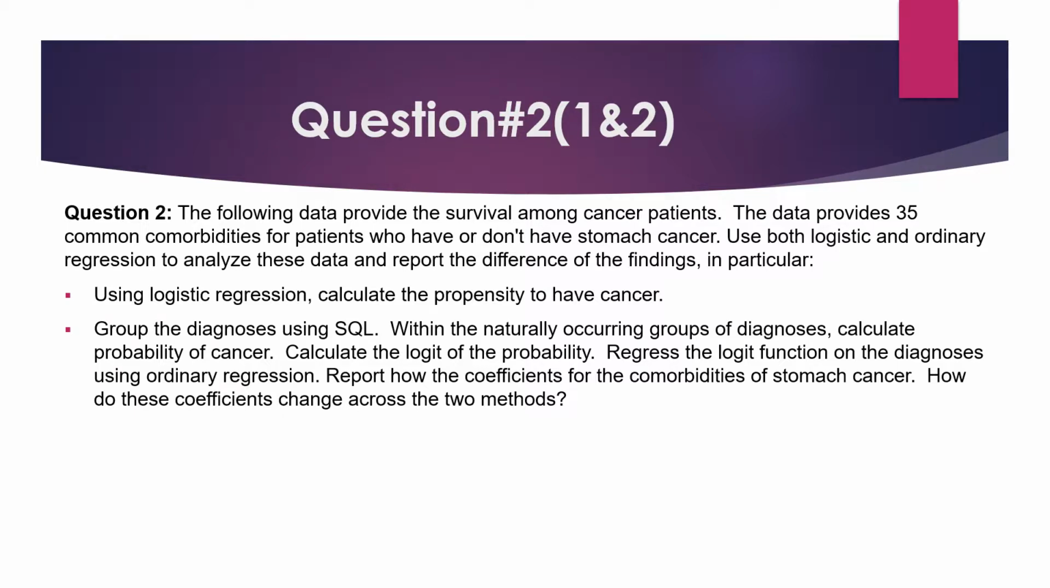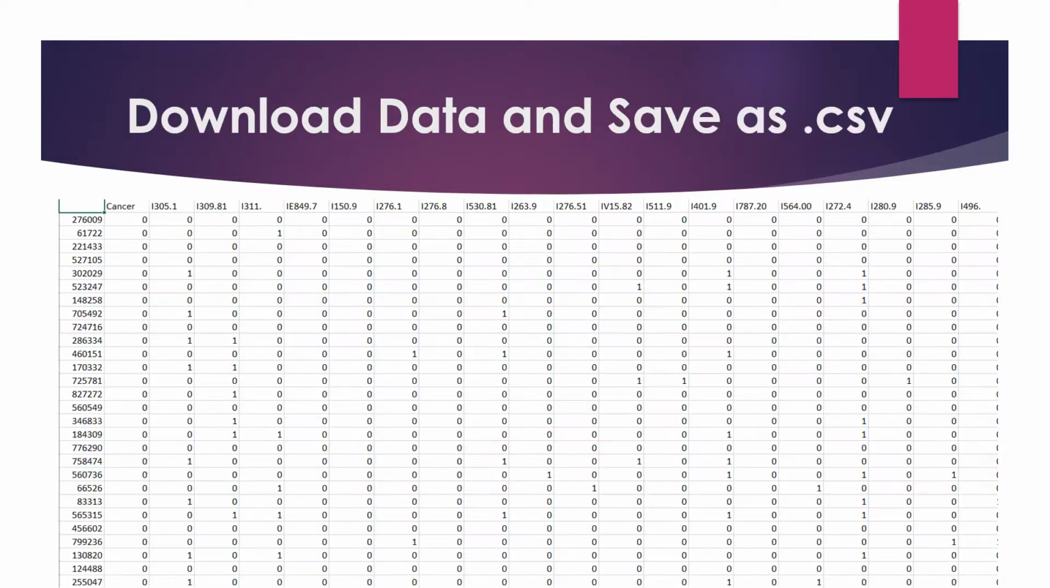Calculate the logit of the probability. Regress the logit function of the diagnosis using ordinary regression. Report the coefficients for comorbidities of stomach cancer. How do these coefficients change across the two methods? Next, download the stomach cancer data that is attached to question 2 in the topic and save it as a .csv file. This is just a snapshot of how the data looks.